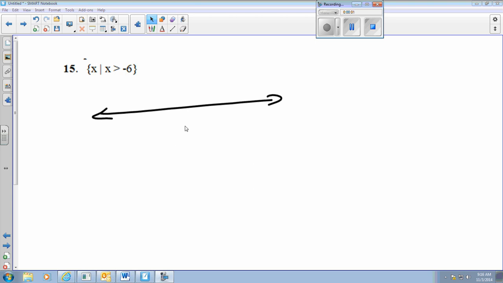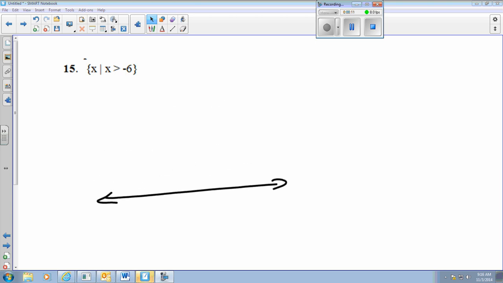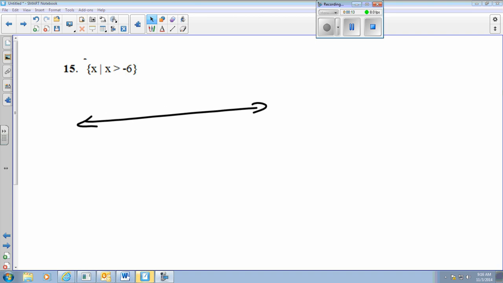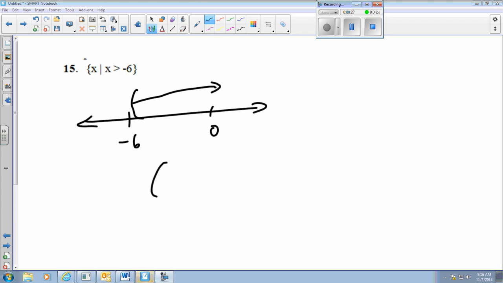Here we are on the second part of the practice test for the Chapter 2 test. We're into the graphing now on question 15. If we want to graph this, we're going to put a 0 here and a -6 is someplace down here. x is greater than, so that would be opening that way and going to the right. In interval notation, that would look like from -6 to infinity.